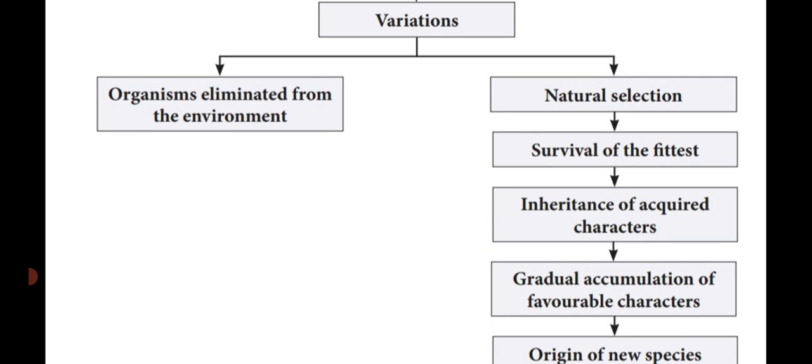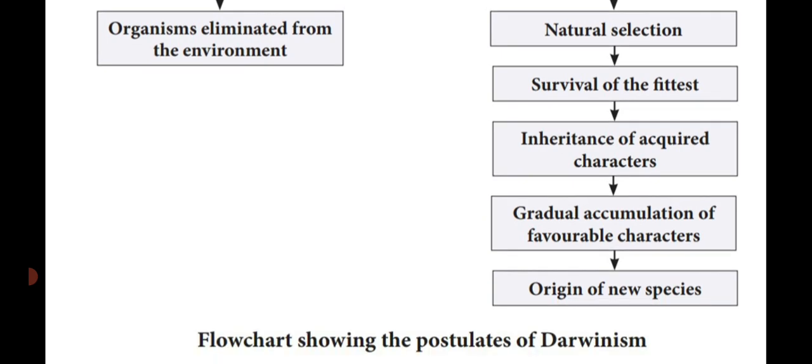Then through this natural selection, there is survival of the fittest. That means they struggle to survive in that particular environment. From that, newly formed characters are produced, that is inheritance of acquired characters. Then gradual accumulation, that means different favorable characters are stored. Newly formed species are produced, that is origin of species.